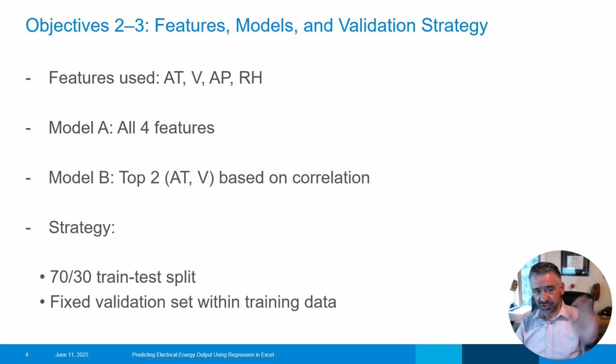So now we have these 2 models. And then I was able to use a 70-30 split for training and testing. And I created a fixed validation set manually in Excel for model comparison.